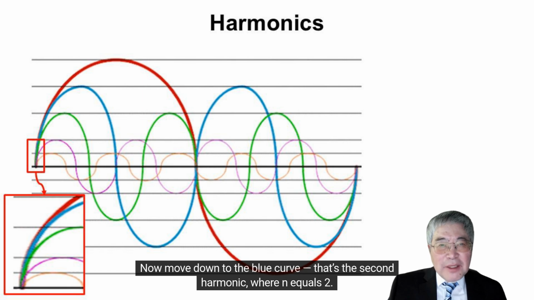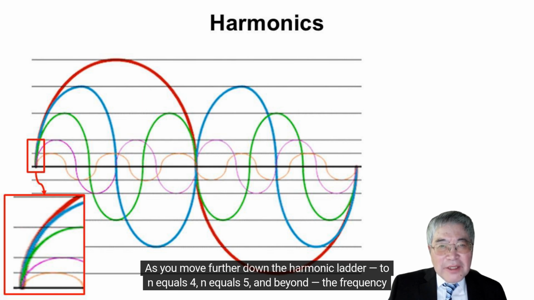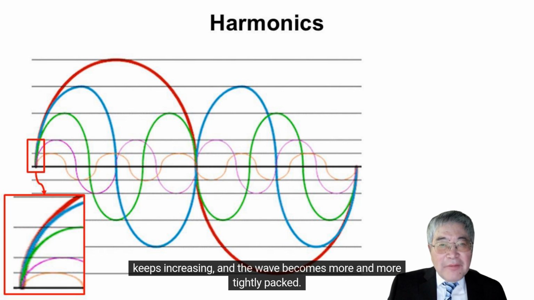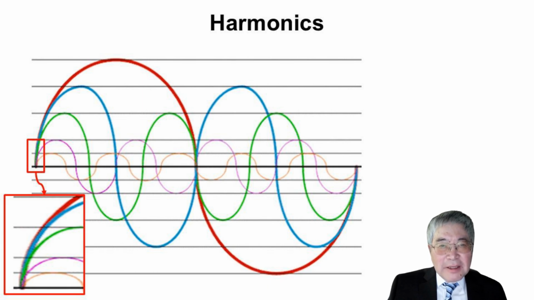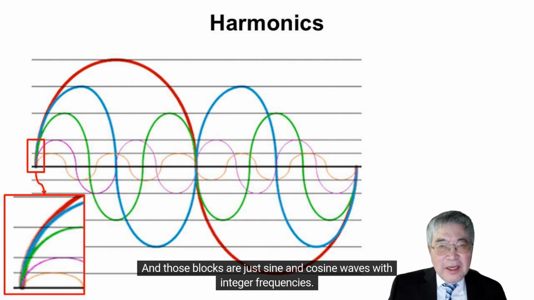Now move down to the blue curve. That's the second harmonic where n equals 2. It oscillates twice as fast, so you get 2 full cycles in the same interval. Then the green one with n equals 3 completes 3 full oscillations, and so on. As you move further down the harmonic ladder to n equals 4, n equals 5, and beyond, the frequency keeps increasing, and the wave becomes more and more tightly packed. This is the key idea behind the Fourier series. You build complex functions using simple, smooth building blocks, and those blocks are just sine and cosine waves with integer frequencies.